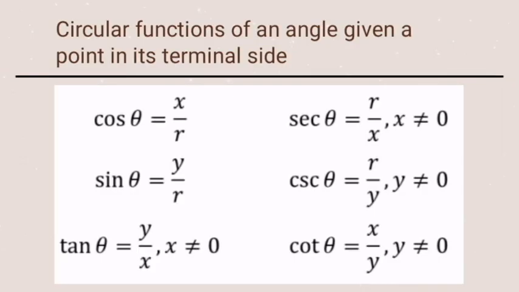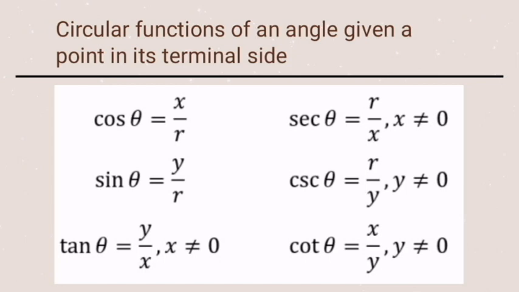Next is the circular functions of an angle given a point on its terminal side. The cosine of theta is equal to x over r, or the adjacent over hypotenuse. And for sine, it is the opposite over the hypotenuse, where r is not equal to 0. And our tangent is y over x, where x is not equal to 0.